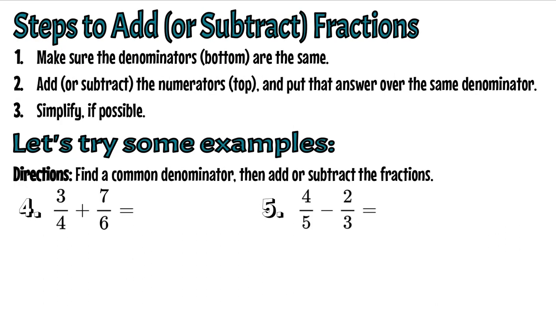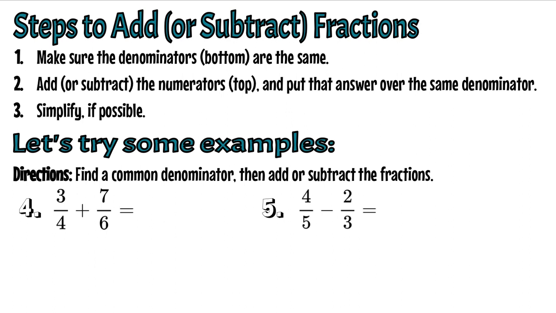Let's try some examples. So remember, we have to make sure the denominators, the bottom of the fraction, are the same. If they're not, we need to find the least common denominator. And then we add or subtract the numerators and put that answer over our least common denominator. And then ultimately, if we need to, we will simplify.